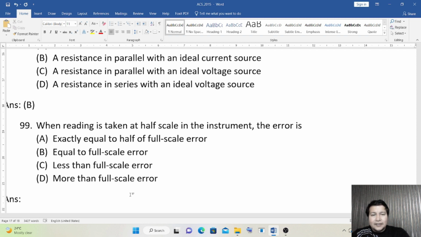When reading is taken at half scale in the instrument, the error is exactly equal to half of full scale error, equal to full scale error, less than full scale error, more than full scale error.